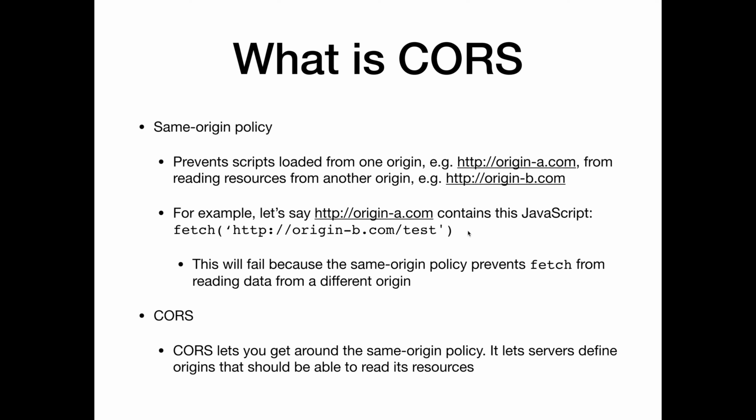And so now we get to CORS. What does CORS have to do with the same origin policy? Well, CORS basically lets you get around this policy. It lets servers define origins that should be able to read their resources. So in our little example here, with CORS, origin B can basically say, hey, I actually want to let origina.com read my resources, in addition to originb.com.